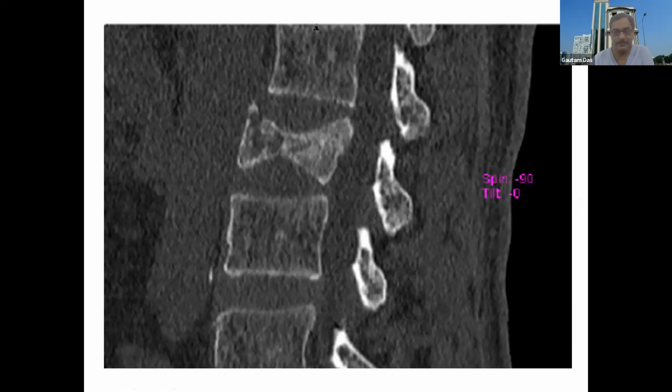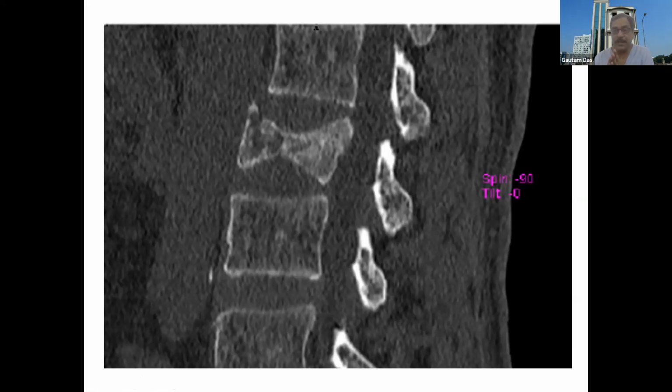Collapse of the vertebra. It is a fracture. It is a vertebral fracture. In the basic class we are not going into the detail of vertebral fracture, just to give you some basic idea about the spine.